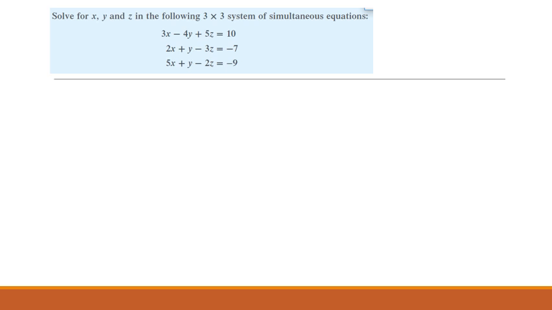Okay, so 1, 2, 3. If we do the third equation minus the second equation, we're then left with 3x plus z equals -2. I'll call this equation 4.